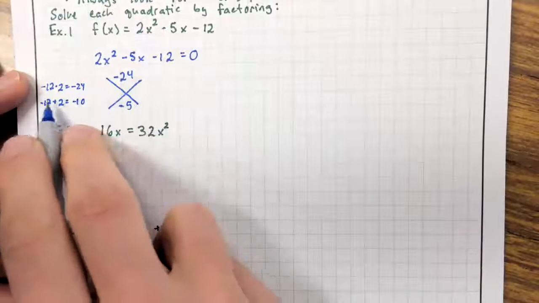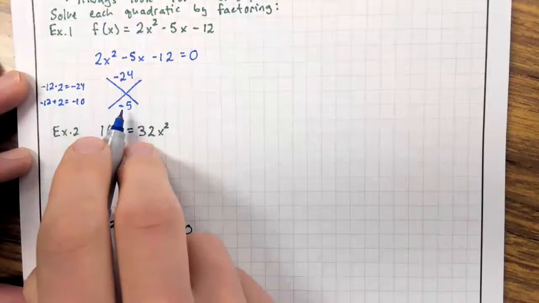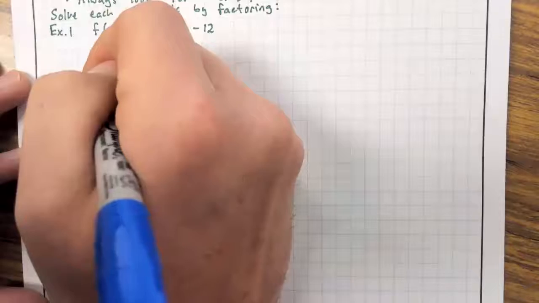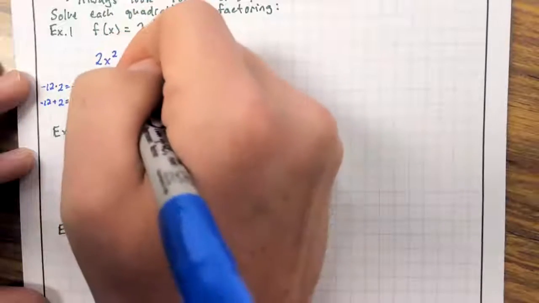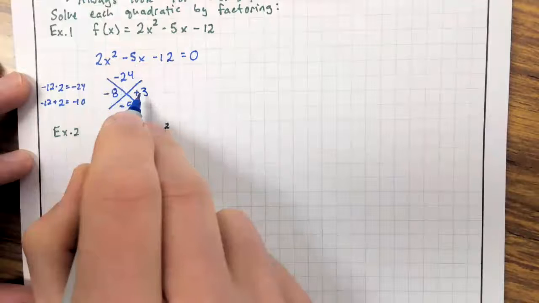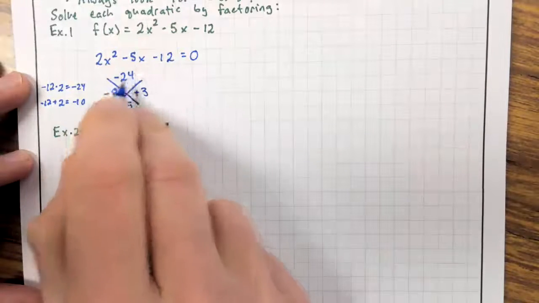I want to be able to add these two values together and make negative 5, and have them multiply to get negative 24. So hey, the factors that are going to work here would be negative 8 and positive 3. So you guys can see how this diagram kind of works now, right? Negative 8 plus 3 is negative 5. Negative 8 times 3 is negative 24.